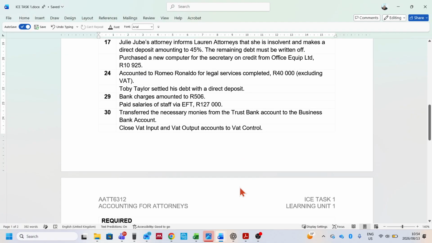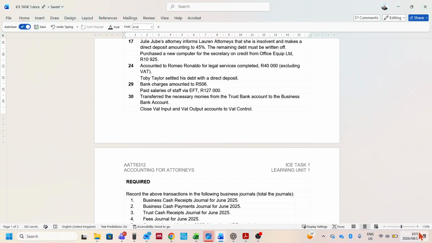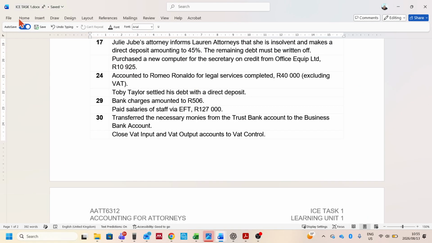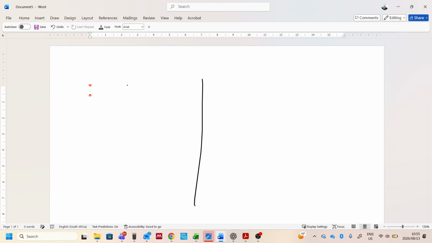Okay. Transfer the necessary money from trust bank account to the business bank account. Okay, this is where we now draw that line, just to quickly draw the line so that we can have a record. So I'm going to close this off once we are done again. Trust, business.